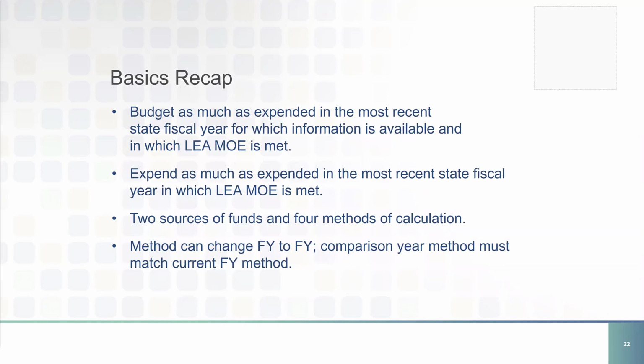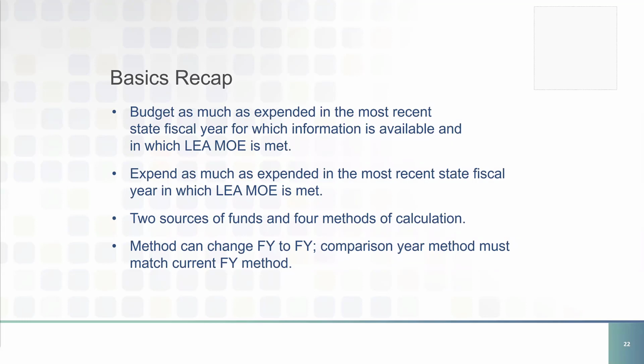So take a moment, a breath. We've certainly covered a lot of information, and we should have basics down. But let's hit some high points. 1, an LEA must budget each year for the education of children with disabilities at least as much as it expended in the most recent state fiscal year for which verified data are available and in which LEA MOE was met. 2, an LEA must expend each year at least as much for the education of children with disabilities as it expended in the most recent state fiscal year in which it met LEA MOE.